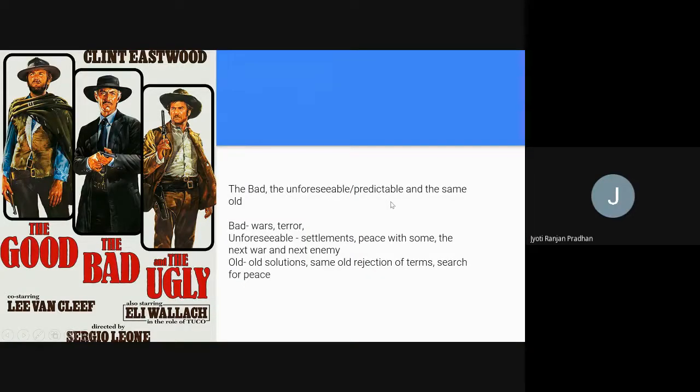So what do we see here? We see that in the Palestinian-Israeli conflict, there's not so much good. There is basically the bad, the ugly, and repetition of the old things. But we must understand, in 48, the 60s and the 70s, the Palestinian side was not even willing to acknowledge Israel. They were fighting for the destruction of Israel. So we have moved a lot.